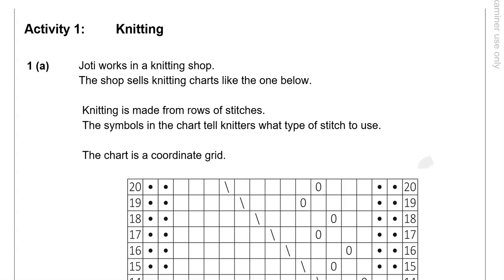Activity 1, knitting. Jyoti works in a knitting shop. The shop sells knitting charts like the one below. Knitting is made from rows of stitches. The symbols in the chart tell knitters what type of stitch to use. The chart is the coordinate grid.